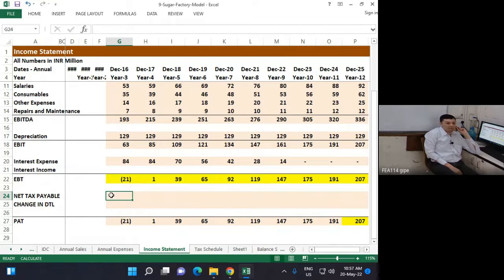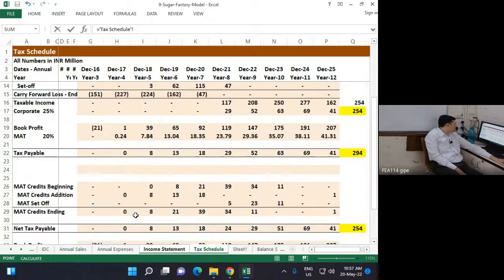Formula? Where in the income statement? In where? And you need to add change. Added change. Okay, let's see.